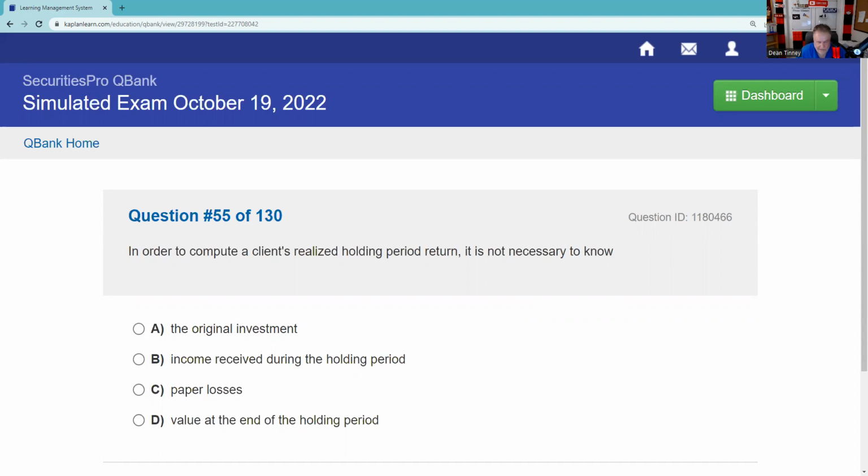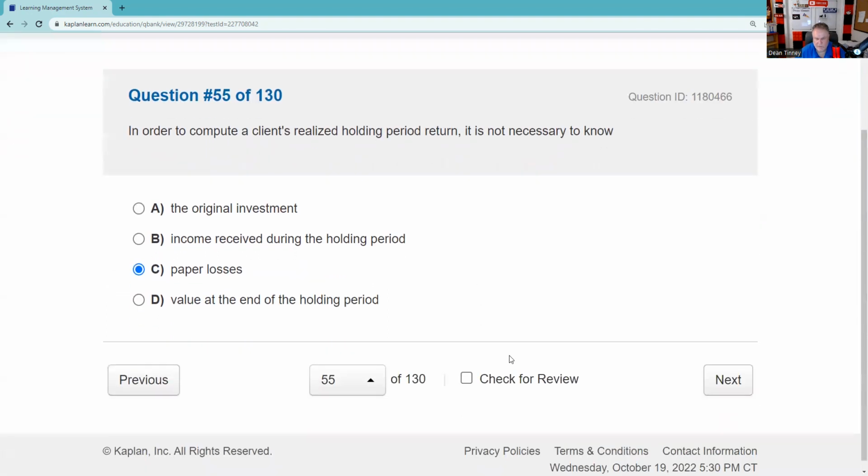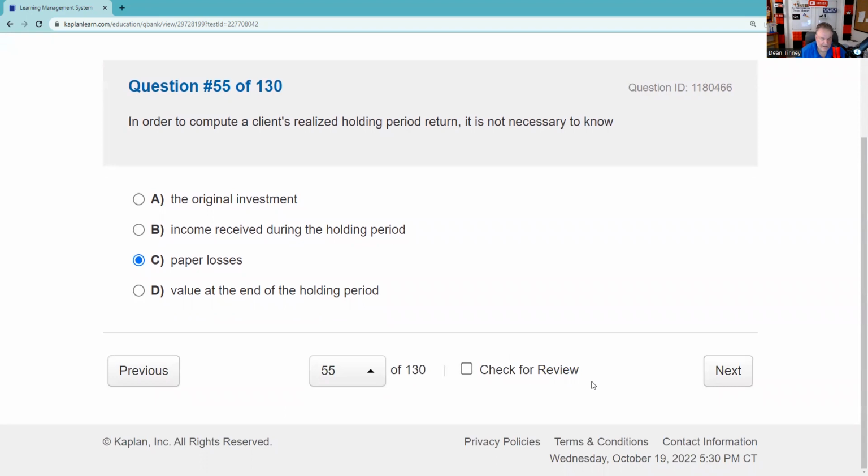So again, this is an input. What are you going to need to do it? I'm not going to ask you to do it here. I'm just asking to recognize it. So we're going to need the original investment, certainly. Income received, yeah. Paper losses, no. No, who cares about that? The value at the end. So you need A, B, and C. You don't need to know paper losses. Boom. Holding period return is how long it took you to make the money. Obviously, 30% sounds good, but not if it took you 50 years to do it.